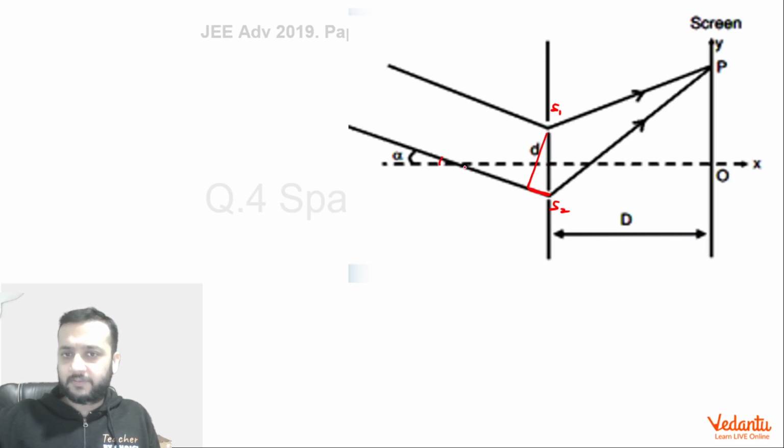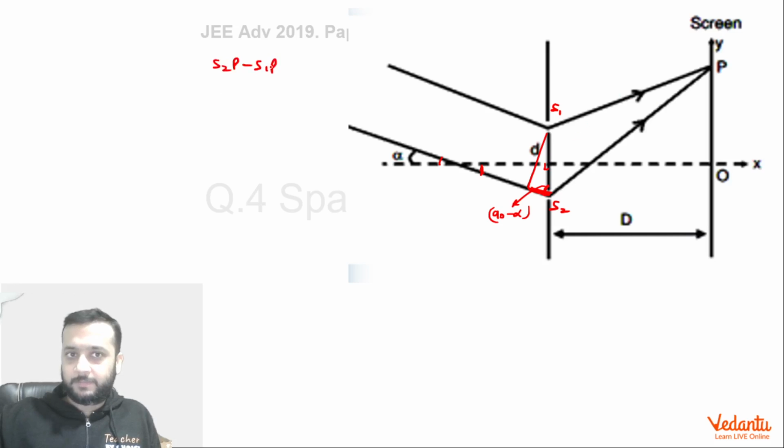Now this angle is alpha, so this angle will also be alpha, which means this angle will be, since this is 90, 90 minus alpha, right? So this distance will be d cosine of 90 minus alpha, which means this is d sine alpha. So we can say that this distance is d sine alpha.